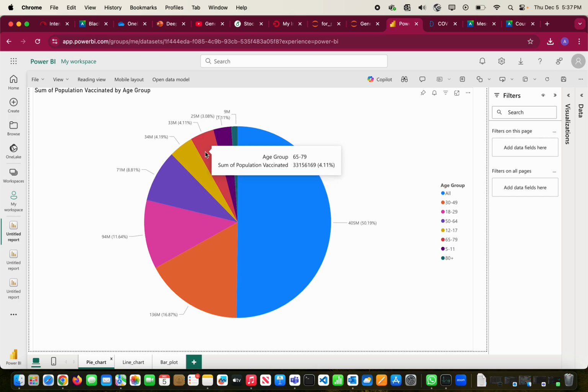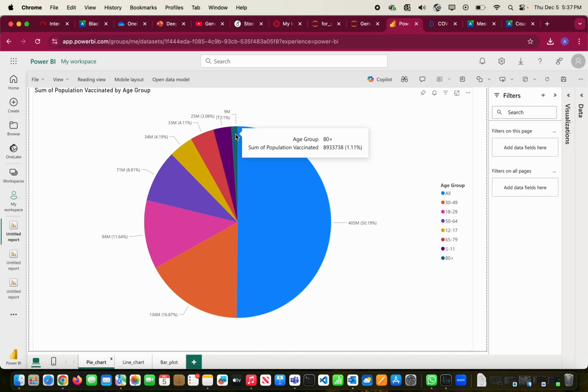Similarly, in the red color we can see the sum of population vaccinated for the age group 65 to 79, which is 4.11 percent. Here, for the age group 5 to 9, the total percentage vaccinated was 3.08, which is considerably less. And similarly for the age group 80 plus, only 1% of the people were vaccinated.